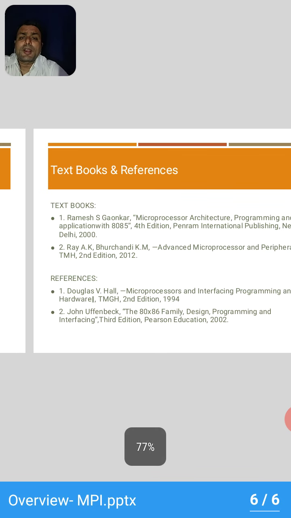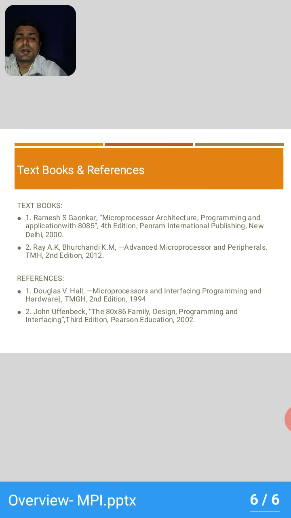Here we have a number of textbooks related to microprocessors. Of course, the standard textbook prescribed for 8085 is by Ramesh Gaonkar. For 8086 we have Ray and A.K. Bhurchandi. So these are the prescribed textbooks for our syllabus.